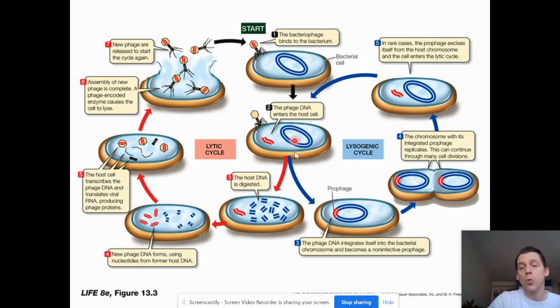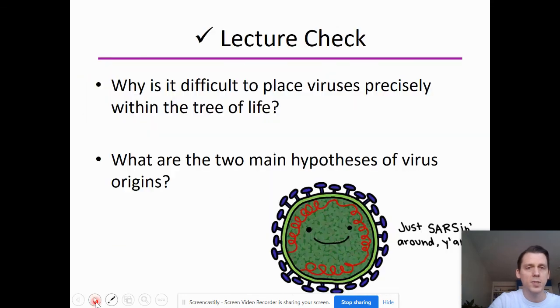Some viruses go right into the lysogenic cycle, and they can wait there for a long time, even years. Some go right into the lytic cycle, and they start infecting right away. So two different cycles.